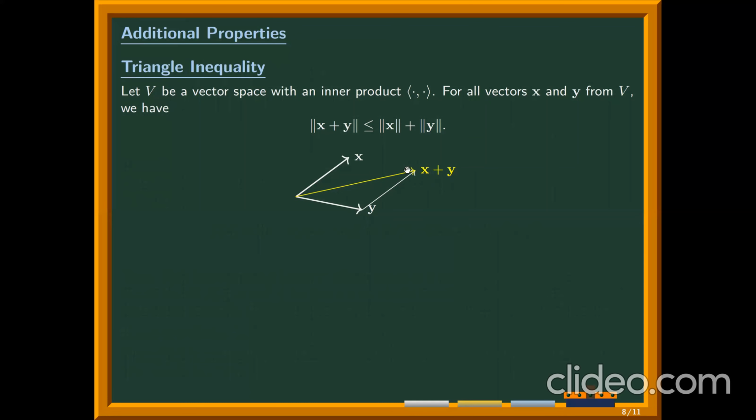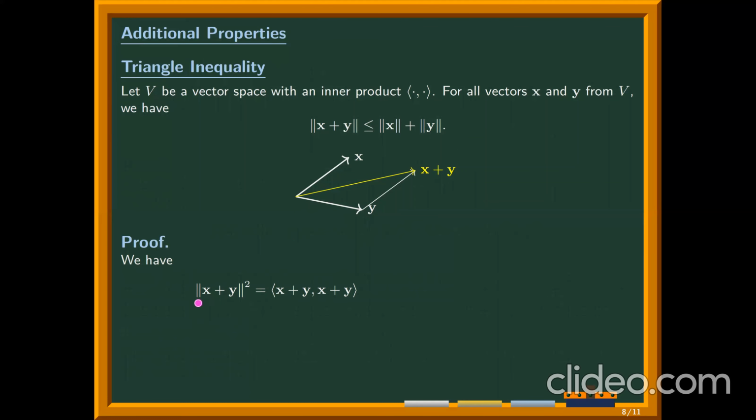Okay, and the length of this yellow vector is clearly less than the sum of the length of this vector with the length of this vector. So we can actually derive this immediately from the Cauchy-Schwarz inequality by recalling that the length of a vector in an inner product space is defined in terms of the inner product.